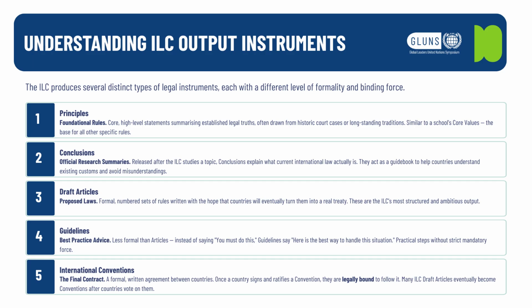So what are draft articles or articles? They are the proposed laws. When the ILC wants to create a new set of rules for the world to follow, they'll write them down in a numbered list and call them draft articles. So they are formal and written with the hope that countries will eventually turn them into a real treaty.